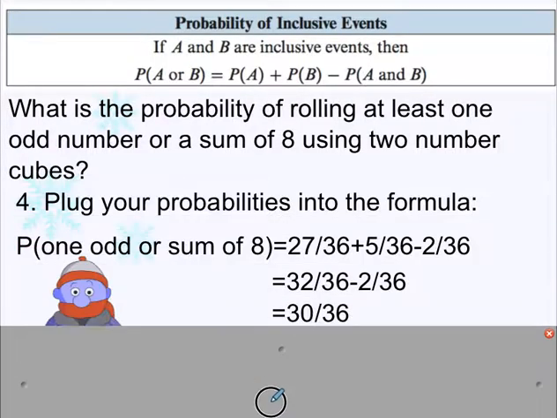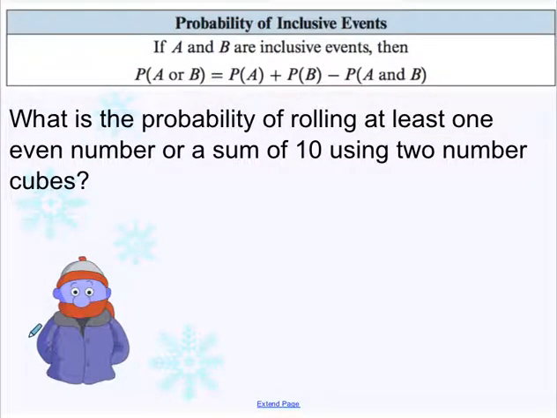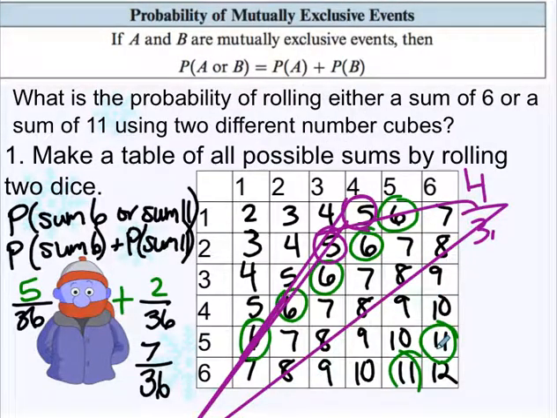So let's try another one. You can see that work once more right there. What's the probability of rolling at least one even number or a sum of 10 using 2 number cubes? Well, when we work it out, getting an even number has the same probability as getting an odd number. So we still have that 27 out of 36. Okay, the sum of 10, if we go back to our table from up above, we see that 10s occur 3 times out of 36.